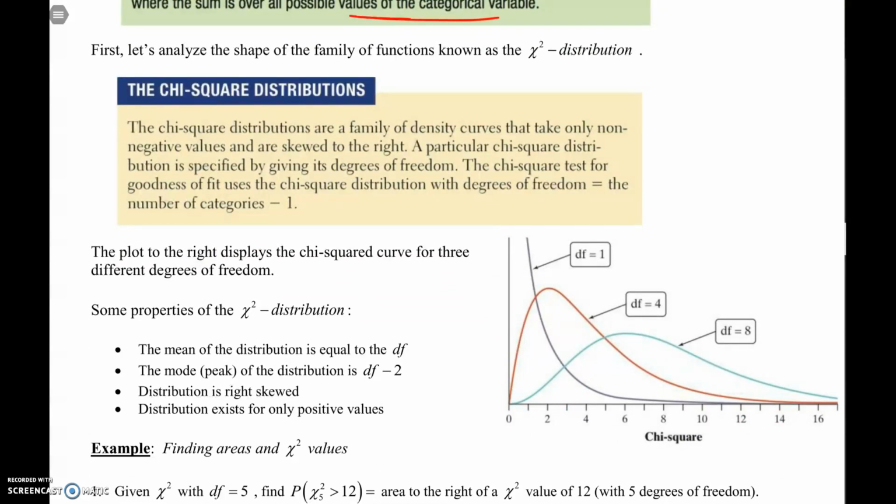Now we need to analyze this chi-squared distribution. So chi-squared is a family of density curves. Remember, density curves have an area of 1 underneath them. And it's a family, so for every different degrees of freedom, there's a different curve. So here's the curve with 1 degree of freedom, with 4 degrees of freedom, and with 8 degrees of freedom. In class I plotted it and showed it to you with a slider. Maybe I'll pause the video and show that to you real quick.